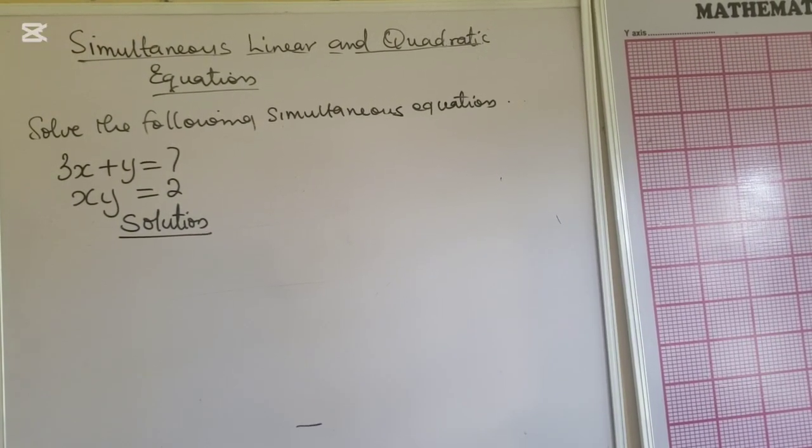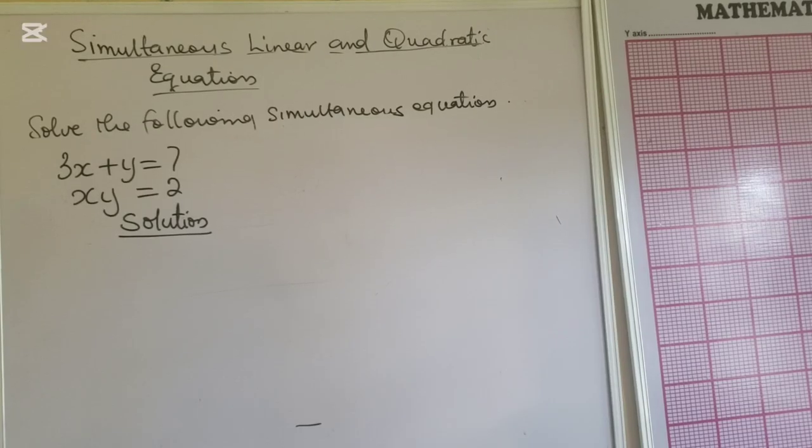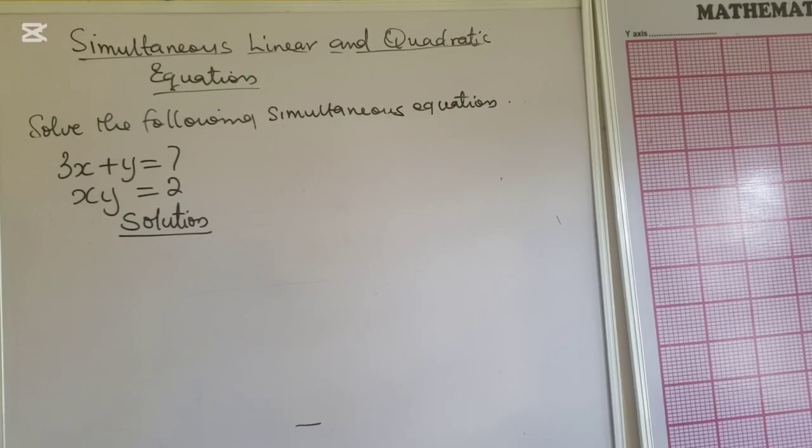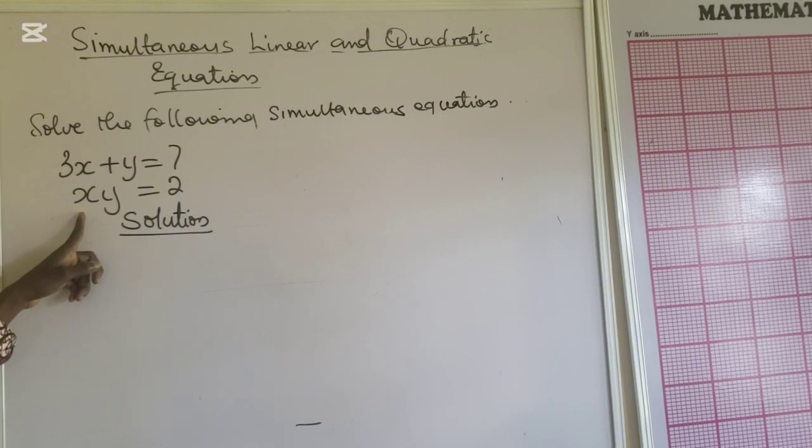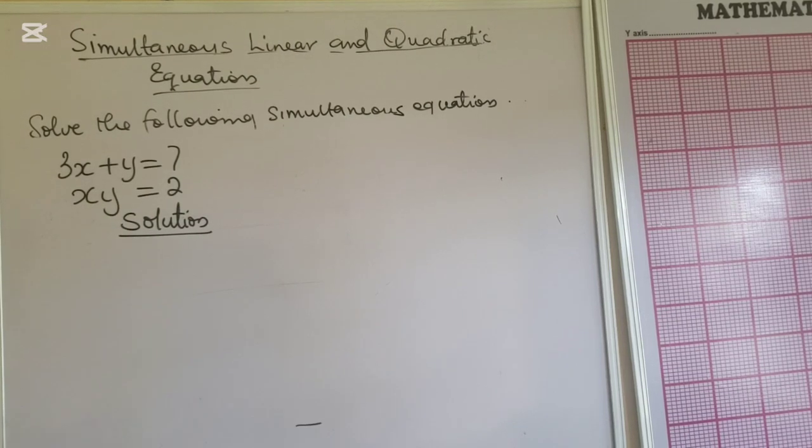I've dealt with three problems on simultaneous linear and quadratic equation. One is when equation 2 is x squared plus y squared. The other one, when it is x squared minus y squared. This is the third one.